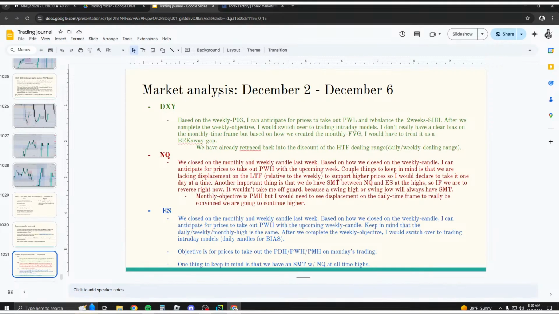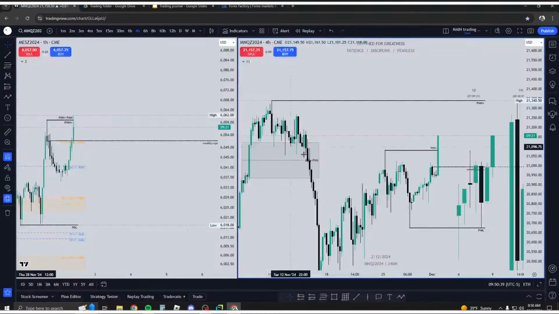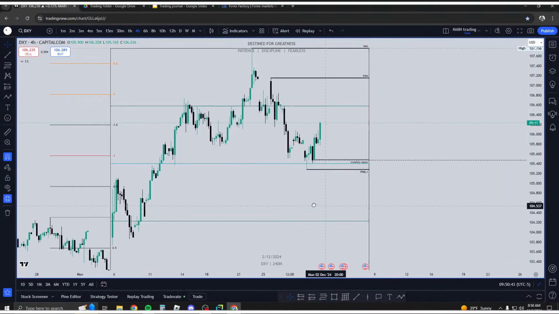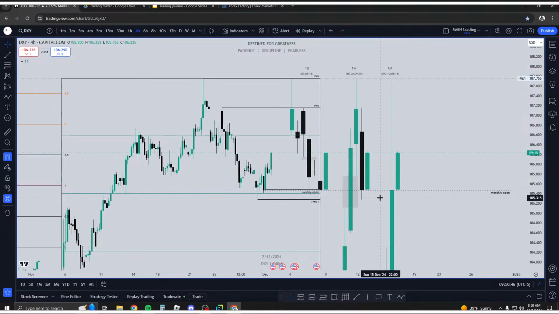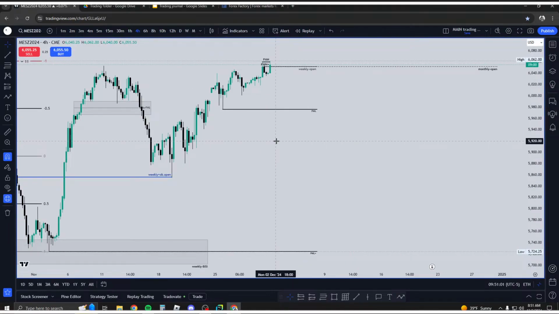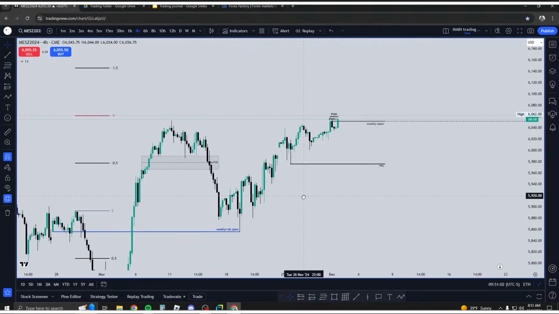I basically already covered my market analysis, but on the dollar, I do want to see lower prices. So let's take a look at what we are doing on the dollar. I do want to see us take out previous week's low here on the dollar, but it seems that we're not going to do that right now, which is completely fine. It's just an idea.